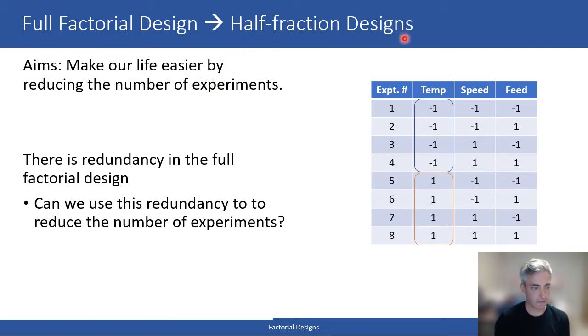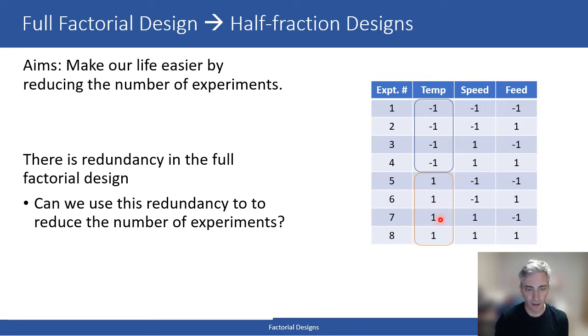So let me try and give you an intuitive understanding of why this might be. If you look at the 3-factor experiment from earlier, we had 8 different experiments that we had to do. For the low value of temperature, we had 4 different runs that we calculated the results for, with the speed and the feed varying. And for the high value we also had 4.